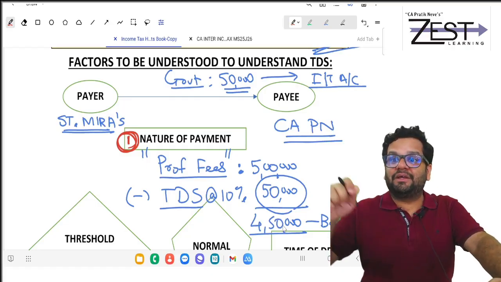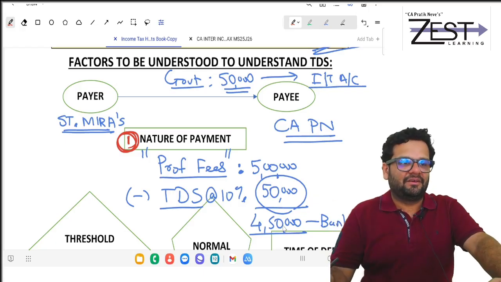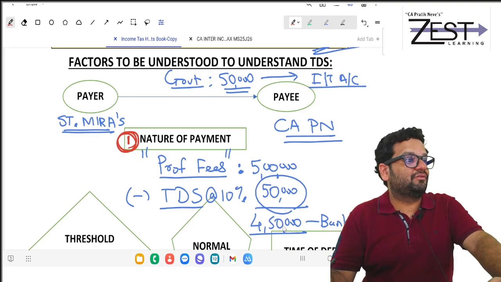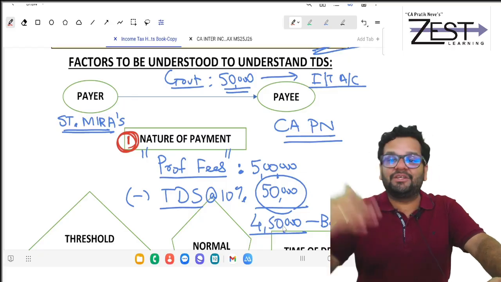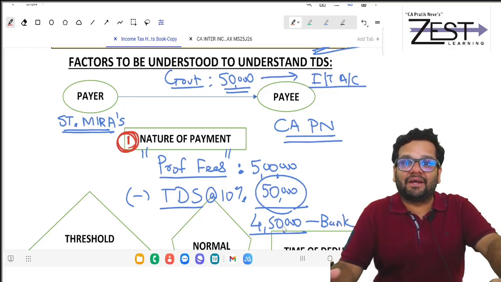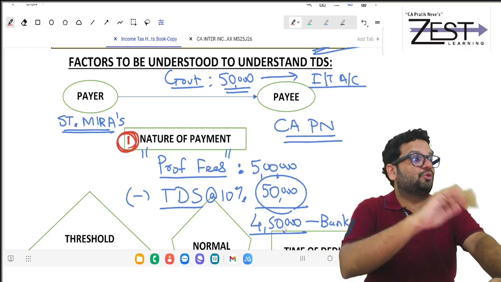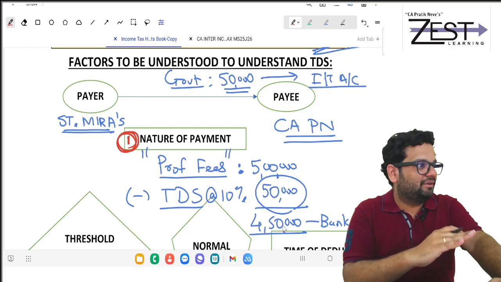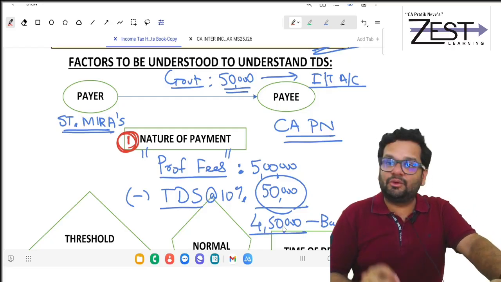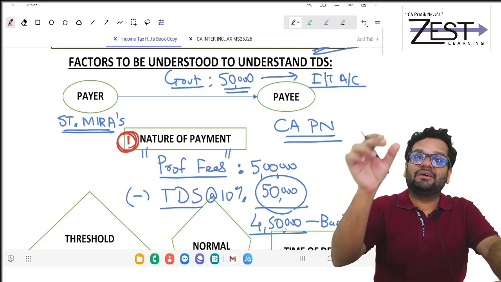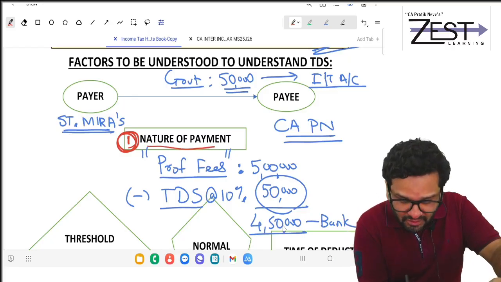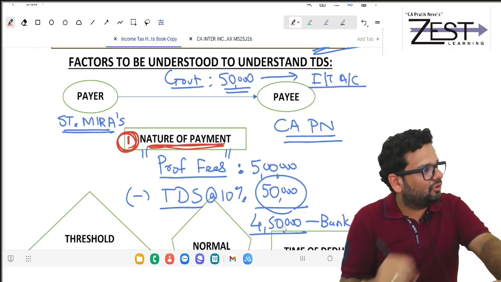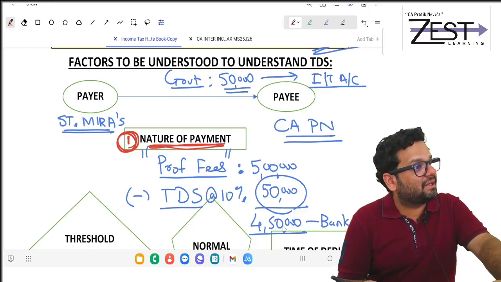Your client is paying some interest to a bank. Will TDS apply? Your client is paying for some contract. Will TDS apply? Your client is paying some commission. Will TDS apply? So all these questions you should be able to resolve. You will be able to do that when you understand which sections cover which nature of payments.